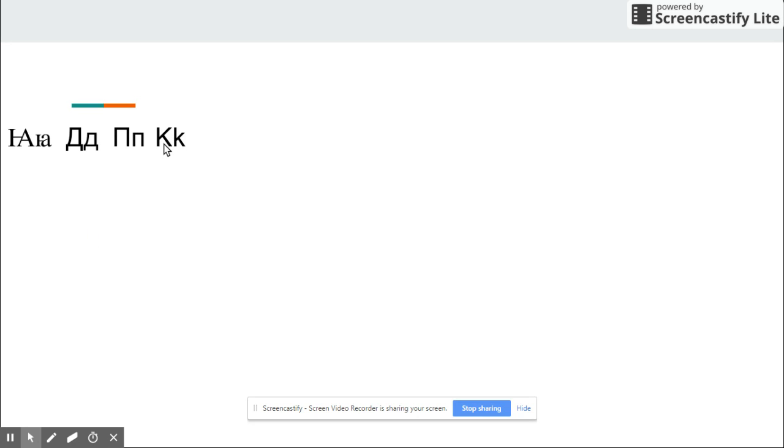This is the K, just like in English. It only makes the K sound, nothing special, no N sound when it's beside N or something like that. This is the S. It makes an S sound like in snake. It only makes that sound, even though it looks like a C, and it never makes the K sound.